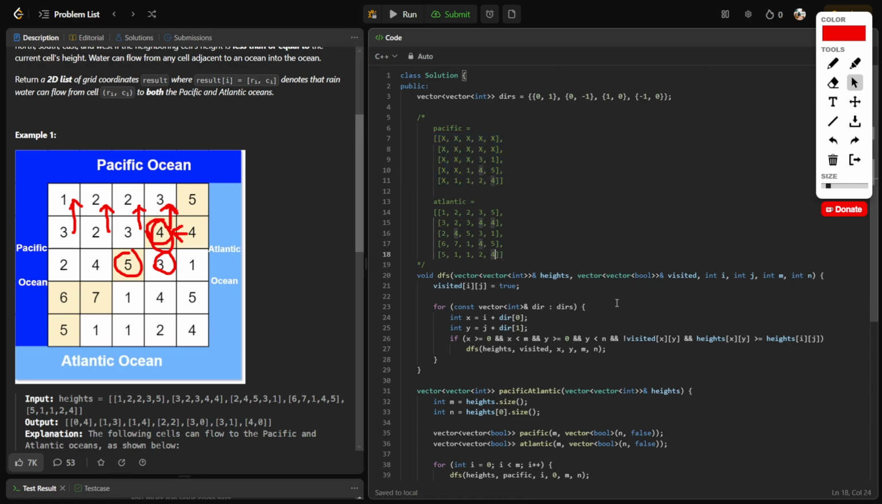Now for the Atlantic, we are going to do the same thing, but we are starting from the different edge, and it will look something like this. Let's do it quickly. So it will look something like this, right? Where the water from any part can flow at most to these cells, right?